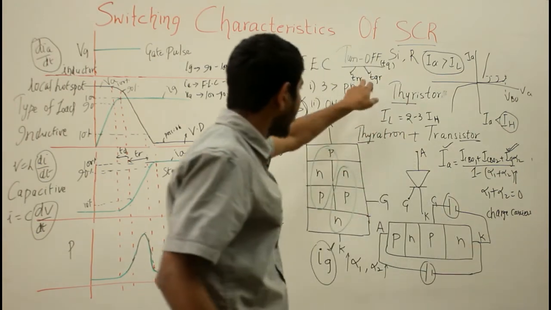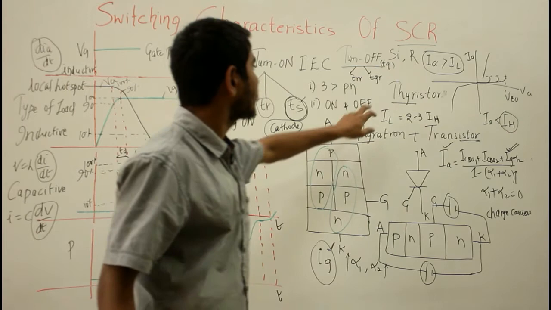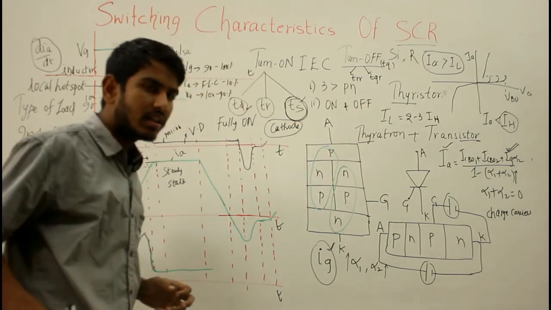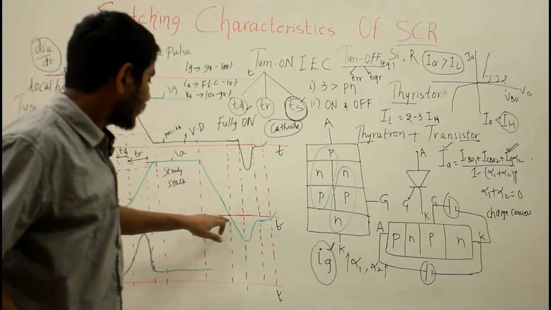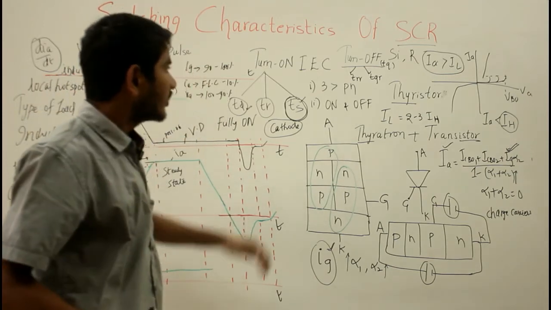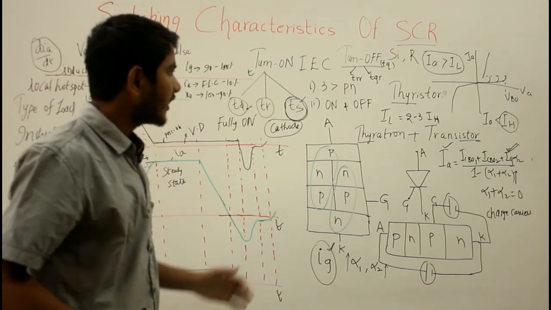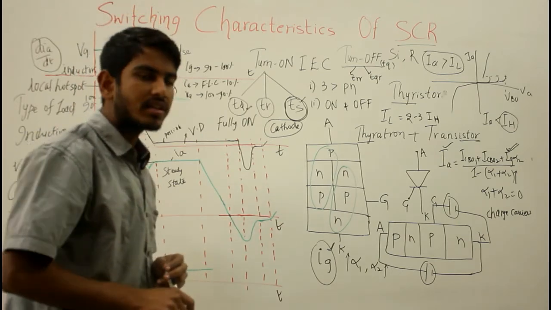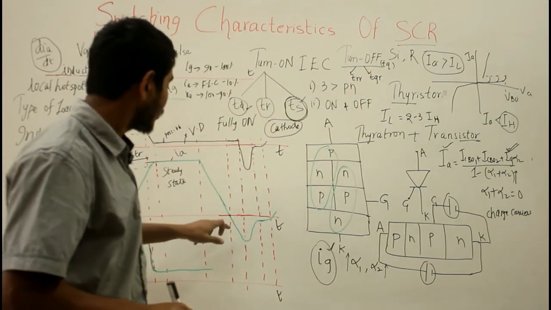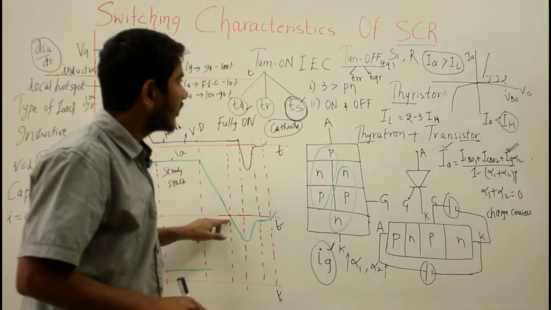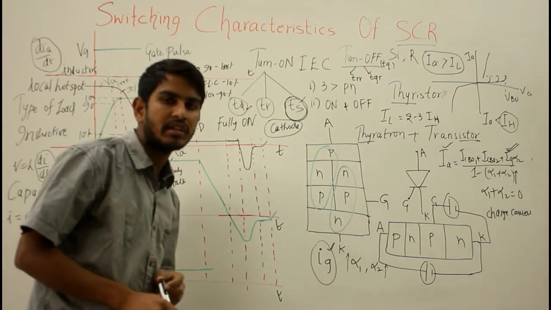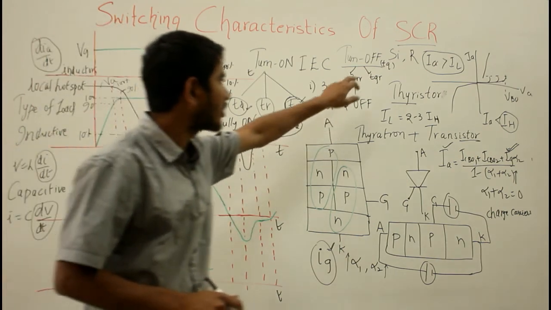Before going to the reverse recovery time and the gate recovery time, the turn off time can be defined as the interval between the instant the anode current becomes 0 and the time when the thyristor is able to regain its property of blocking the forward voltage.